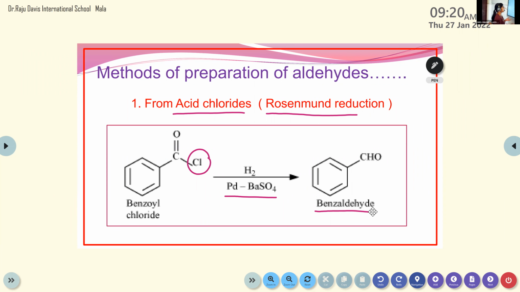Here the reaction is very simple. Instead of chlorine, this hydrogen will replace the position and it will become CHO, that is aldehyde. So benzoyl chloride is converted to benzaldehyde by the Rosenmund reduction. The reagent is hydrogen and the catalyst is palladium barium sulfate.